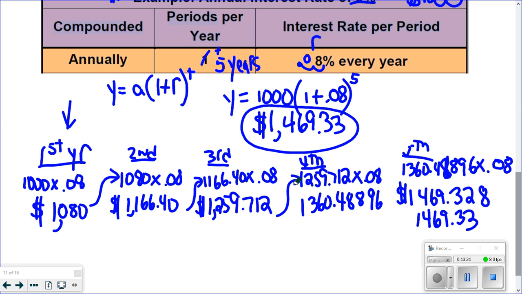You have 1,259.712 times 0.08, and you have 1,360 as your total. Then in the fifth year, you have 1,360 times 0.08, and you get 1,469.32. And that's exactly what we have here. So think about it. If they asked you to find the compound interest of your initial investment of $1,000 after 40 years, you don't want to do first year here and the second year here and go 40 times all the way through the years. This is a shortcut formula to that end.